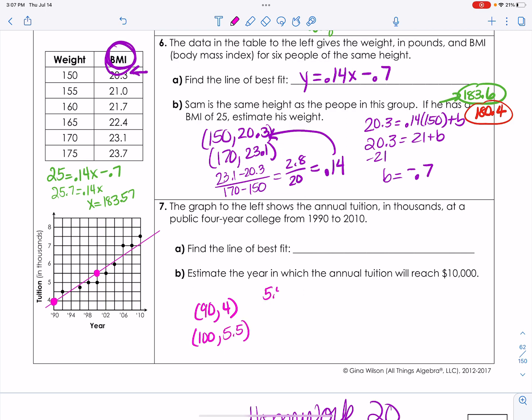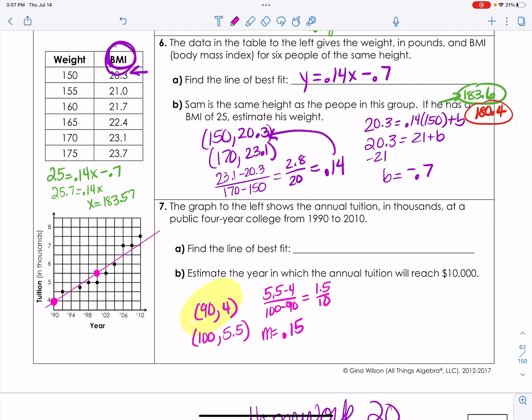So if I do 5.5 minus 4 over 100 minus 90, basically it's gaining 1.5 in 10 years. Because this is the real world, you can have decimals, so 1.5 divided by 10 is 0.15. So that's my m. Now I'm going to put that in with one of these.